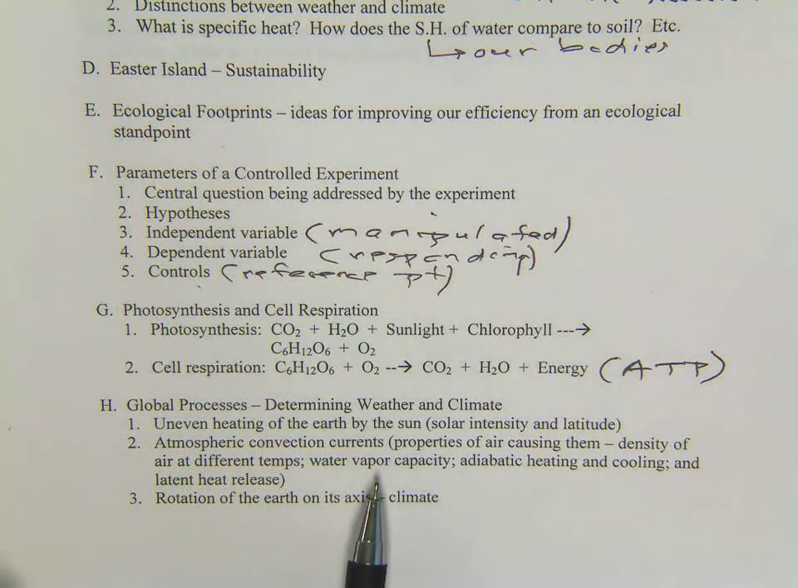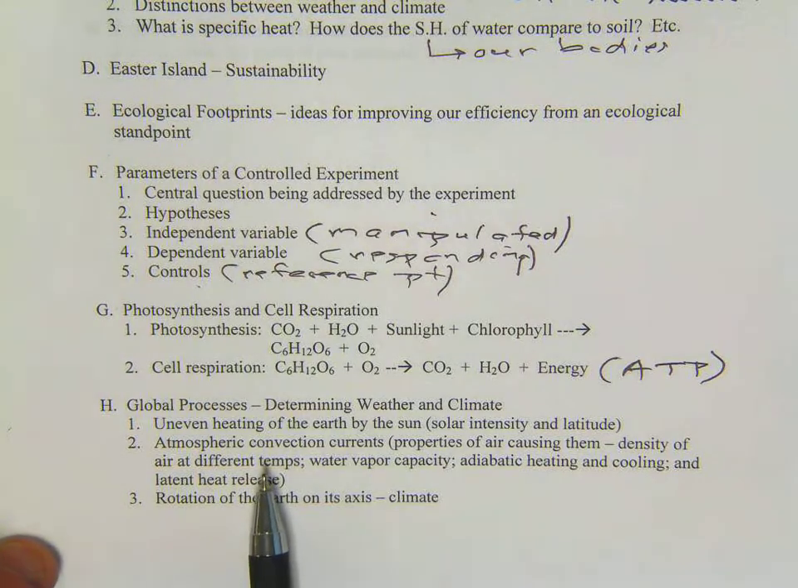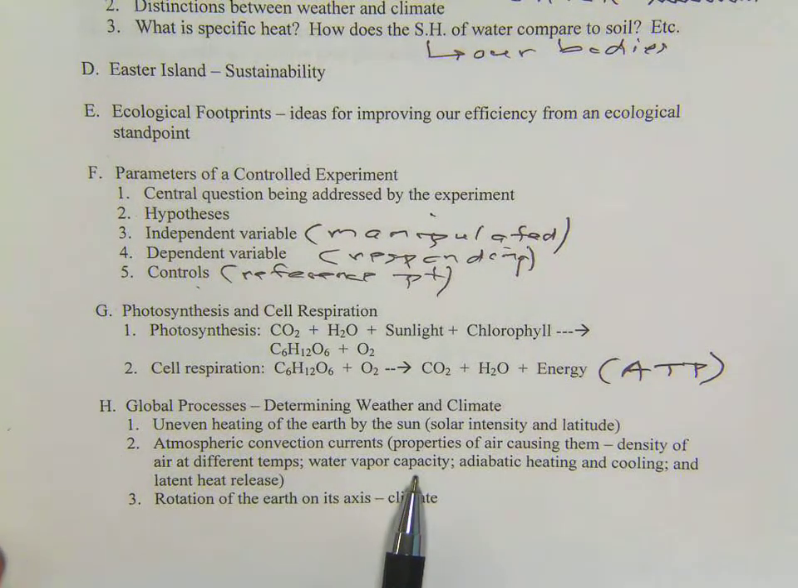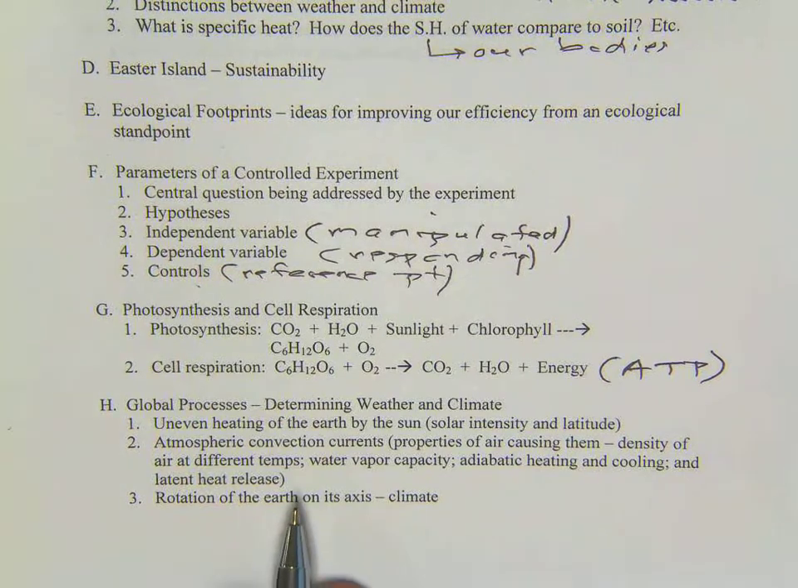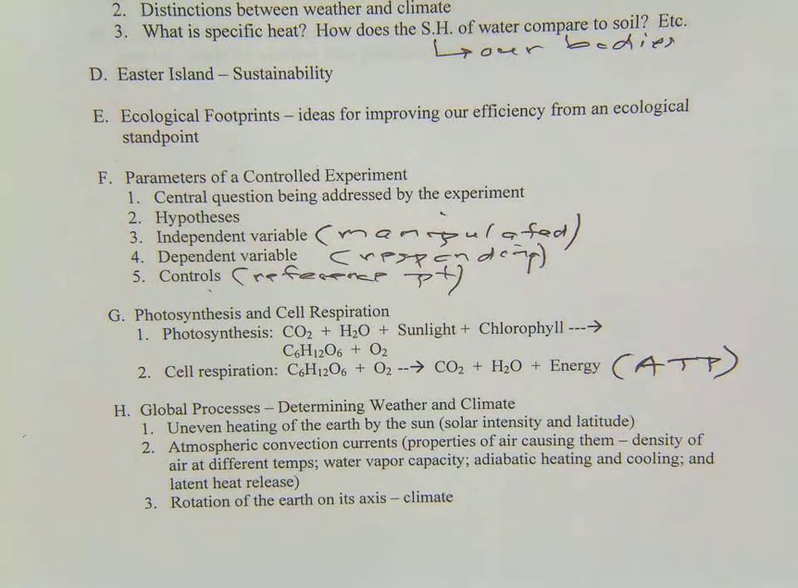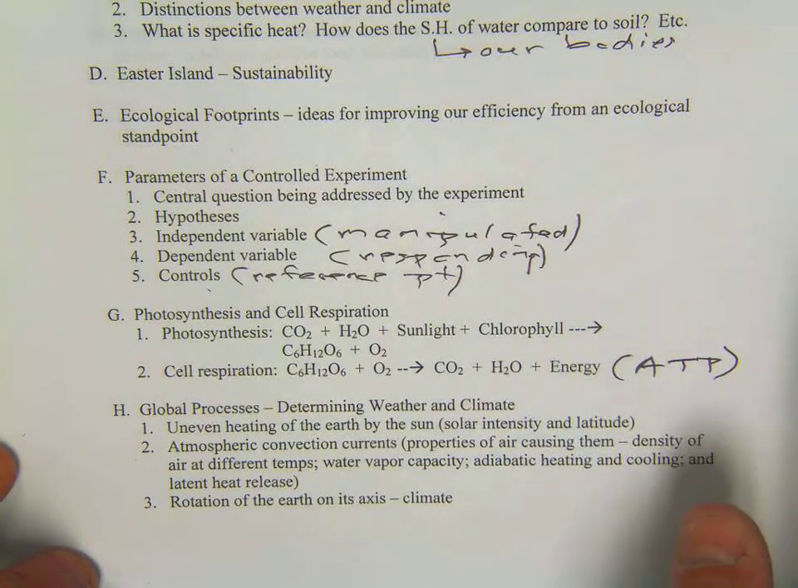Warm air is less dense than cold air, so it's going to rise. Cold air is more dense than warm air, so it's going to fall, etc. Water vapor capacity, how more heat allows you to hold more water vapor. Adiabatic heating and cooling, which is about how the surrounding low and high pressure areas allow cooling and heating to take place. And latent heat release, when water vapor condenses to a liquid form as it forms rain. The idea being, when that happens, that heat is passed on to the air, which is warmed up and rises. The rotation of the Earth on its axis just allows for day and night.